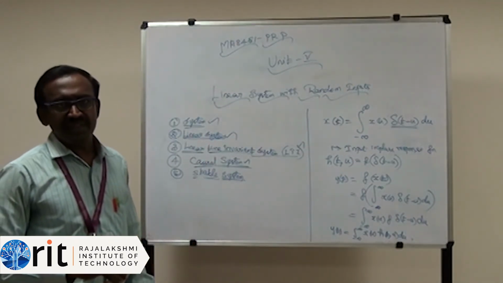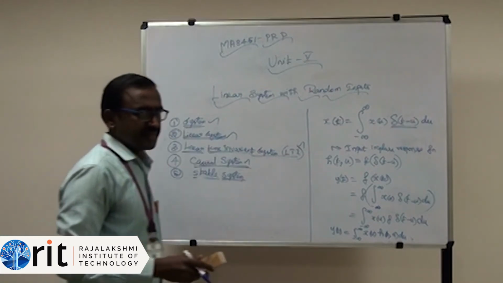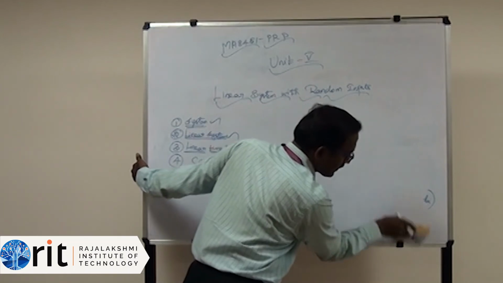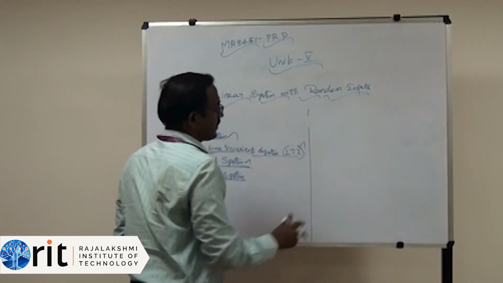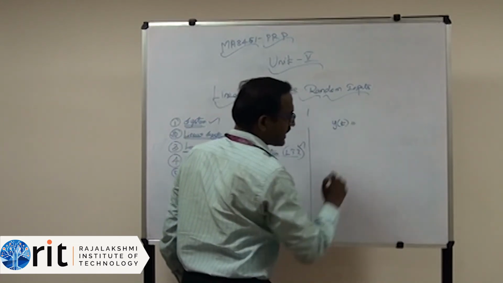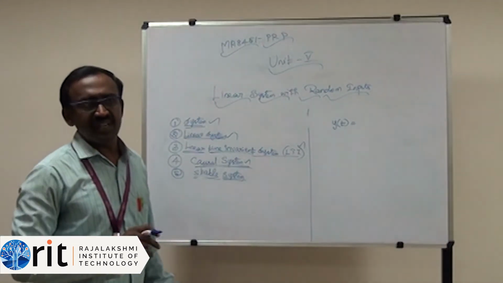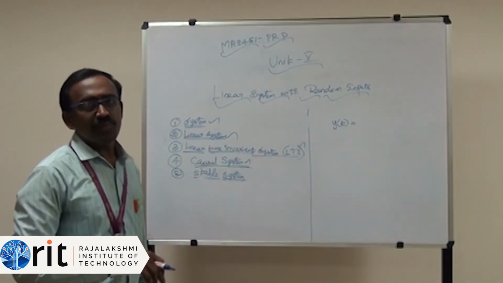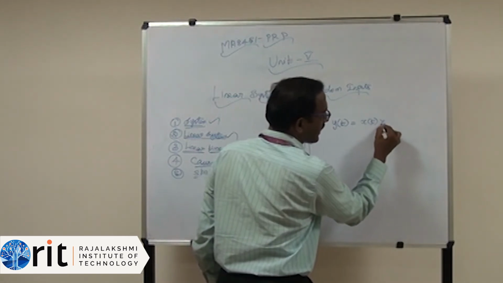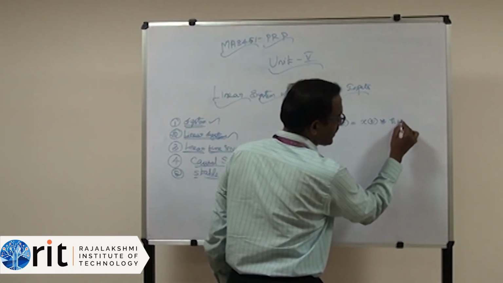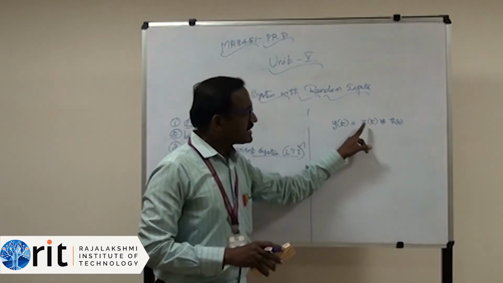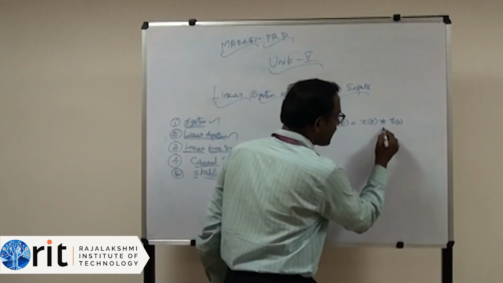What is the relationship between the impulse response function and the input and output? Normally y of t can be written as x of t convolved with h of t. That is the relationship. The output function y of t is x of t star h of t, the star indicating convolution.